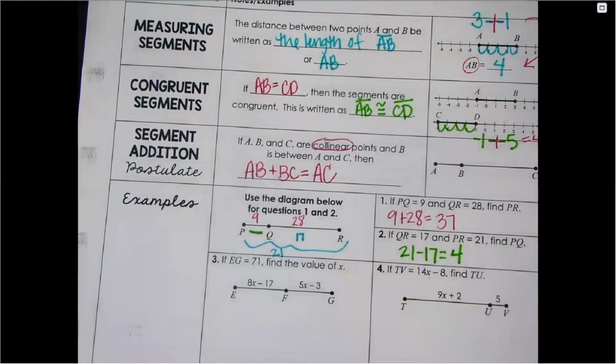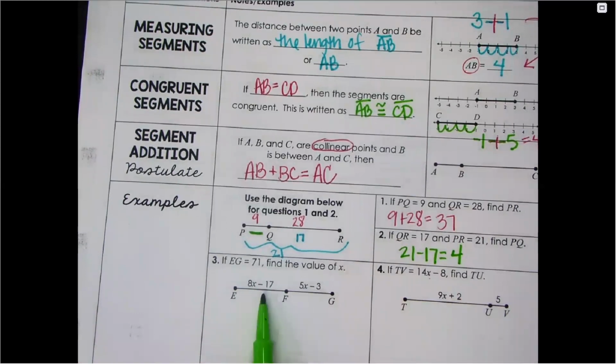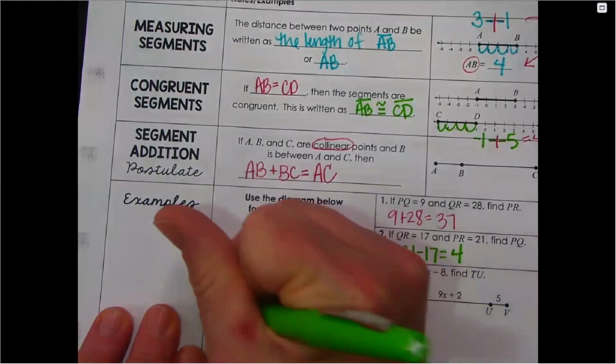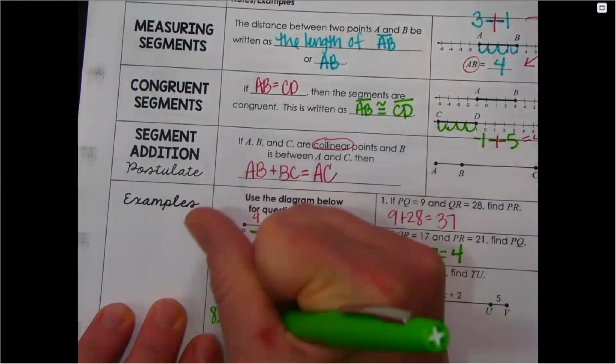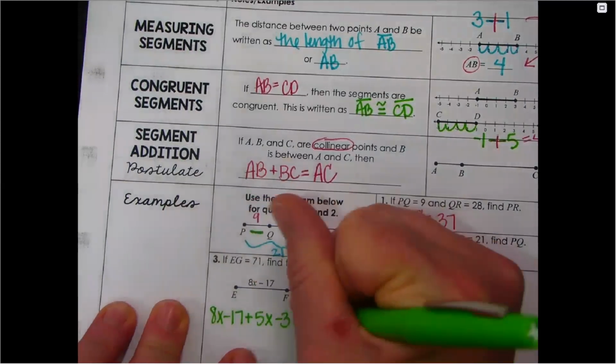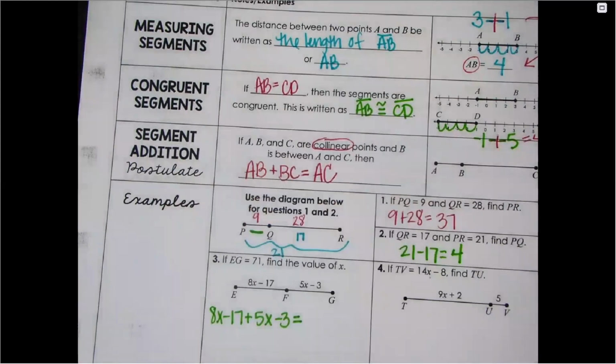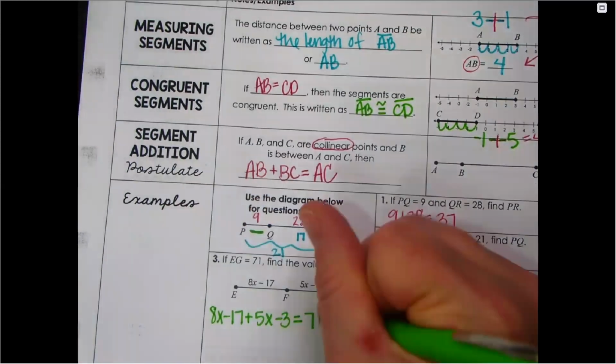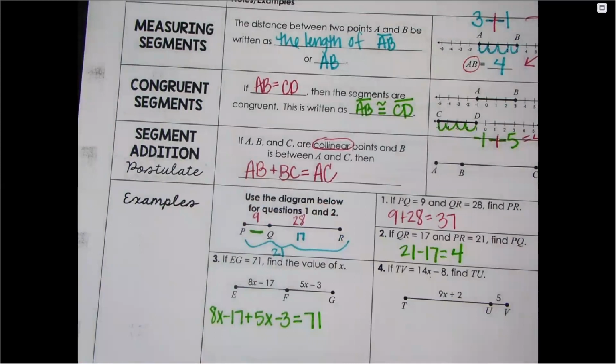You know, this segment's this, and this segment's this. What could you do with these two things? Combine them. So you're adding them together because that would give you your entire segment. And what does the entire segment equal? 71. So now you have a basic algebraic expression.